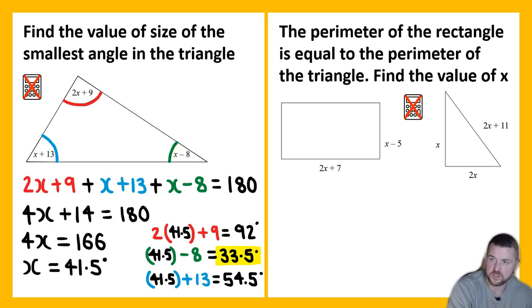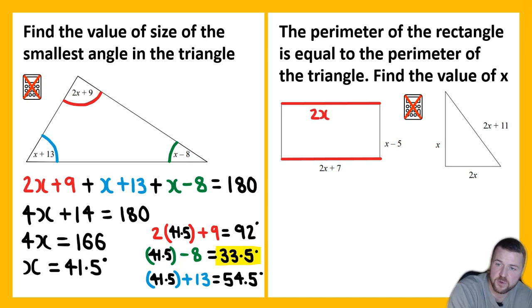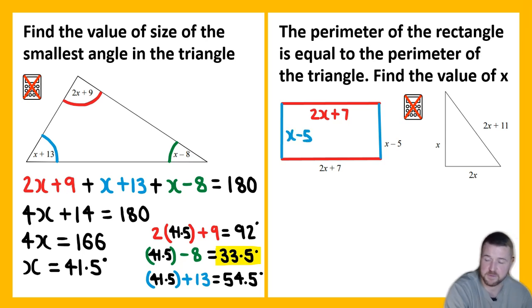On to the second question. The perimeter of the rectangle is equal to the perimeter of the triangle. Find the value of x. If this length of the rectangle is 2x plus 7, then this length can also be labelled as 2x plus 7. And if this length is x minus 5, then this length can also be labelled as x minus 5.